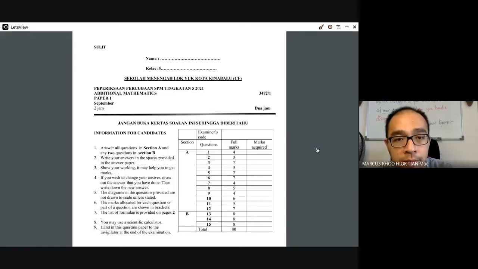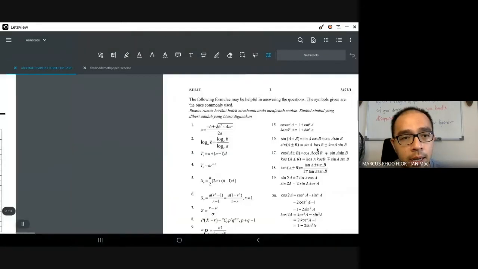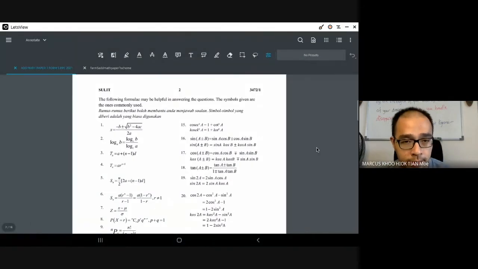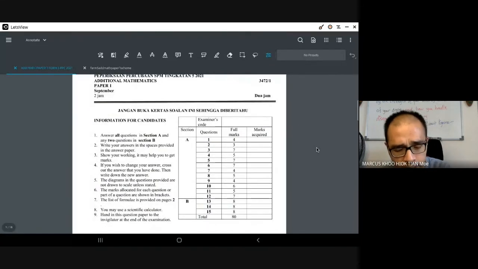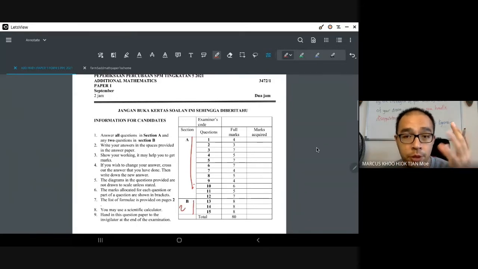Let's go into the paper. Let's go into the paper for real. So this is Admaths Paper 1. Of course, like normal, there are 15 questions in Section A. There are 12 questions, and in Section B there are 3. You only choose 2. Okay, and the marks are pretty small.